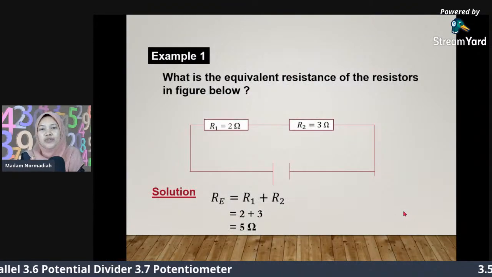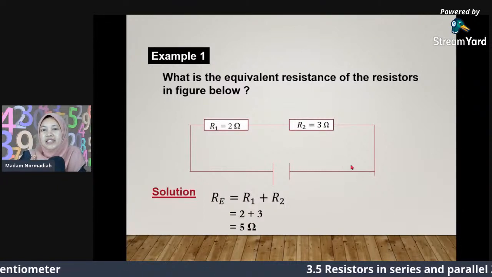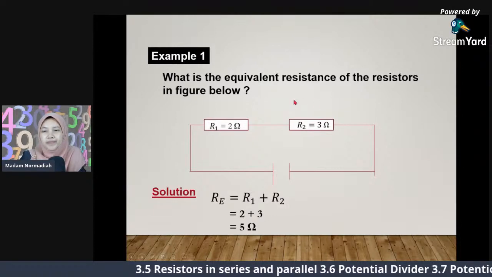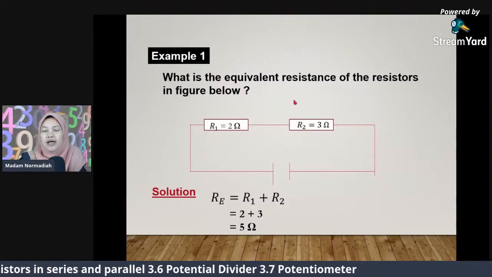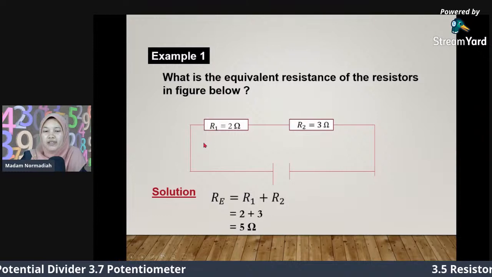Okay, let's try to solve one problem. What is the equivalent resistance of these resistors in the figure below? First of all, class, you need to recognize whether the circuit is in series arrangement or in parallel arrangement.